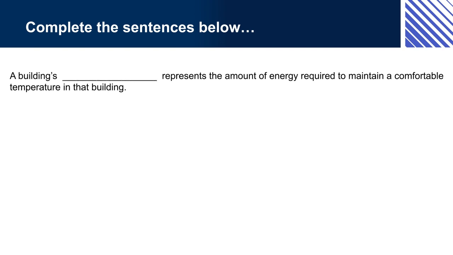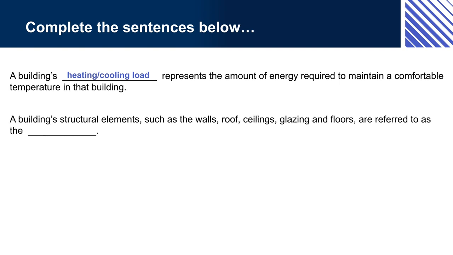Complete the sentences below. A building's heating and cooling load represents the amount of energy required to maintain a comfortable temperature in that building. The answer is heating, cooling load. A building's structural elements, such as the walls, roof, ceilings, glazing and floors, are referred to as the building fabric. The answer is building fabric.